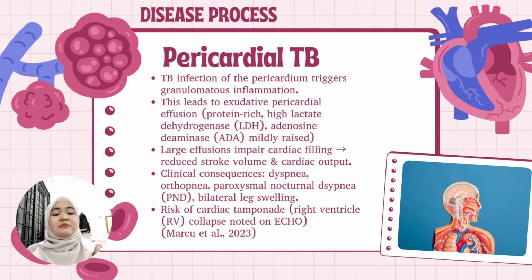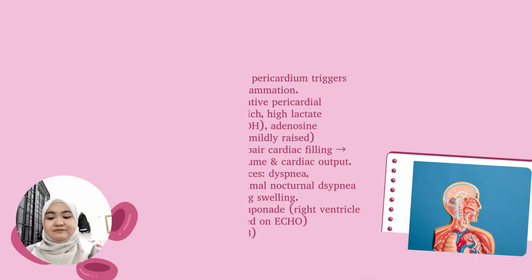So clinically, the patient may develop symptoms such as dyspnea, orthopnea, paroxysmal nocturnal dyspnea, and bilateral lower limb swelling due to impaired cardiac function. So if the fluid continues to accumulate rapidly or reaches a critical volume, it can lead to cardiac tamponade. In this condition, the heart is unable to fill effectively, and echocardiography may show right ventricular collapse as seen in the patient.